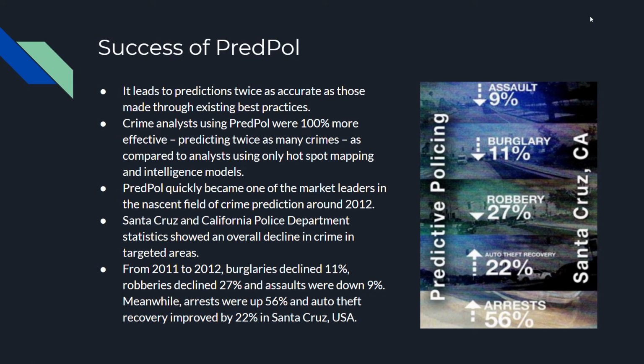Now we look into the success of PredPol. It leads to predictions twice as accurate compared to analysts using only hotspot mapping and intelligence models. It quickly became one of the market leaders in 2012. It was also found that there was a decline in crime rate in areas of Santa Cruz and California Police Department. From 2011 to 2012, burglaries declined by 11%, robberies declined by 27%, while assaults were down by 9%. It was also found that arrests were up by 56% and recovery improved by 22% in Santa Cruz.